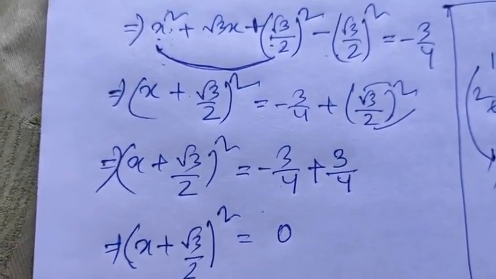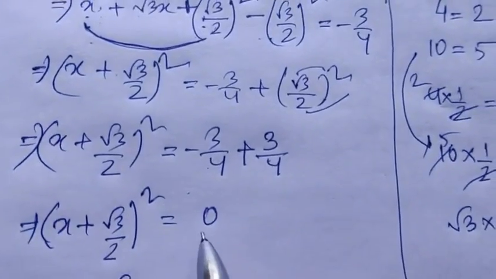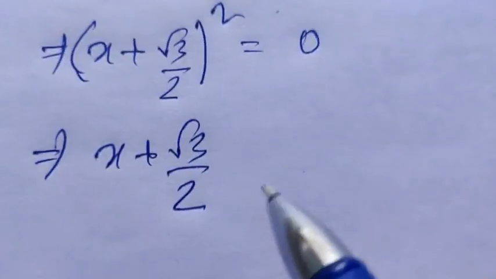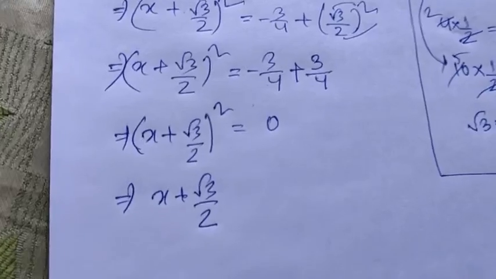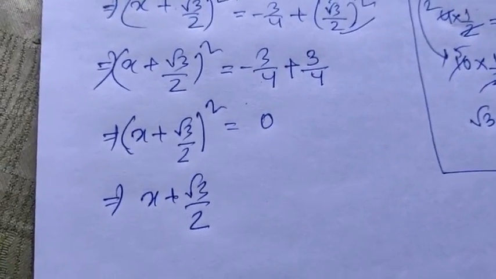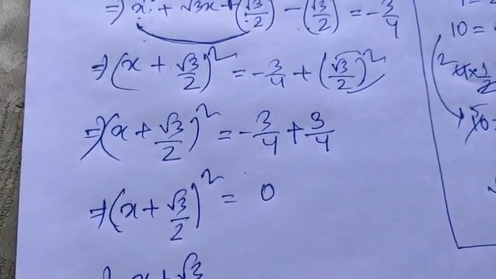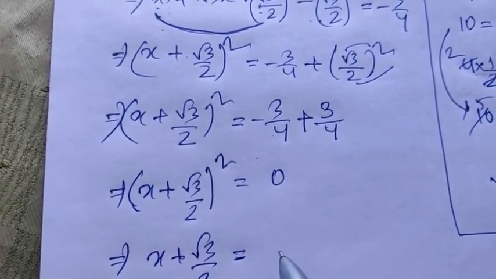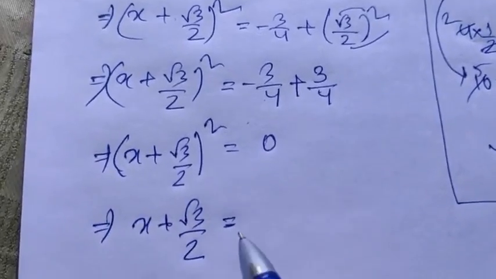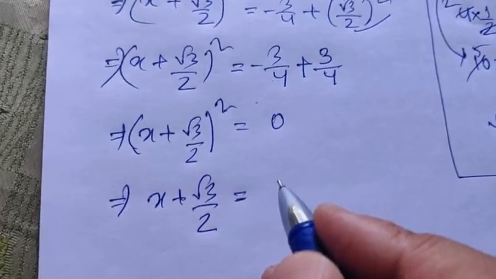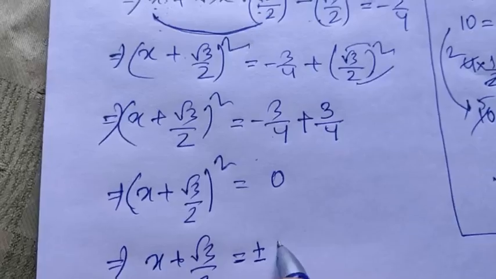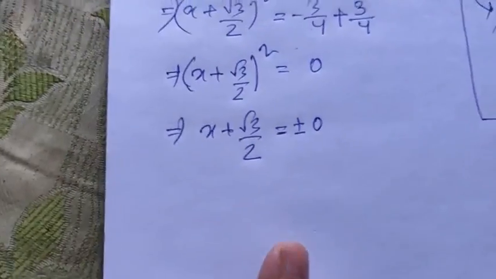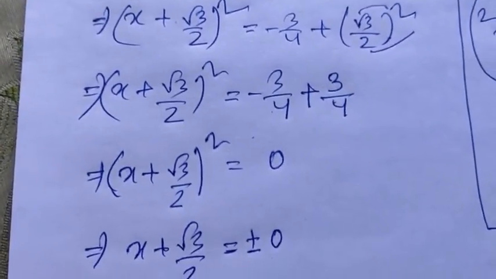The next line: x plus root 3 by 2. Look, on the right hand side we have 0, and on LHS we have x plus root 3 by 2 whole square. We cannot do anything more on RHS, so if we bring this square to the other side, what will happen? Square root of 0. Remember what I told you in chapter 2: if we take the square from the left hand side to RHS, it will become plus minus, so you have to give both signs, plus minus 0.